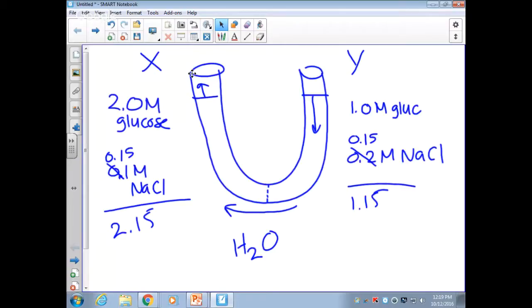6 is what? The net movement of water will be from side X to side Y. That's what? False. Because water molecules will move from the solution with the lower osmotic potential to the solution with the higher osmotic potential. What is that? C.